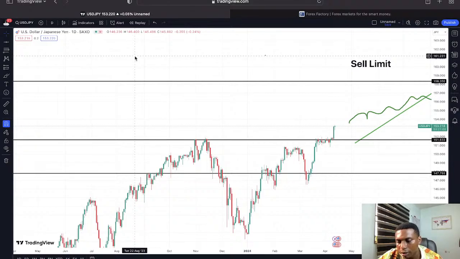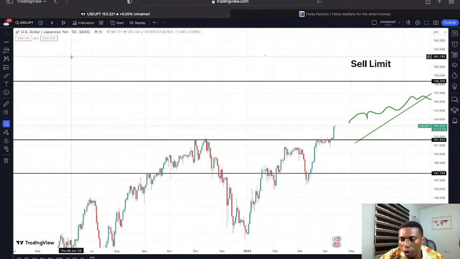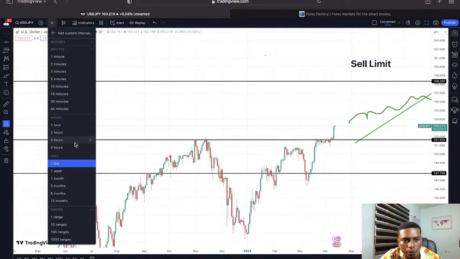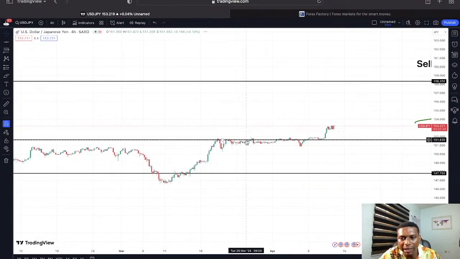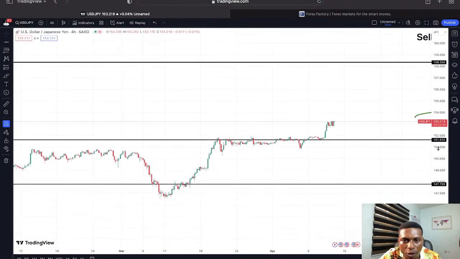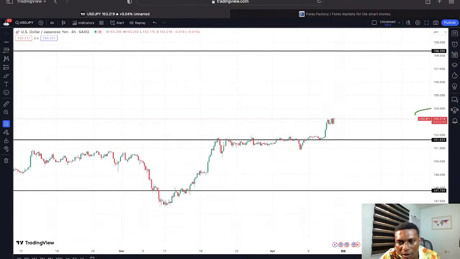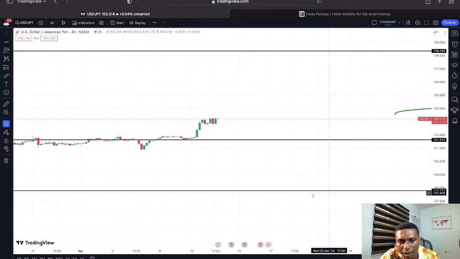Okay, now if there's any question, you can just drop it in the comment section. All right, in the absence of questions, in the 4 hours time frame, look at what is happening in the 4 hours time frame here. All right, let's look at this.